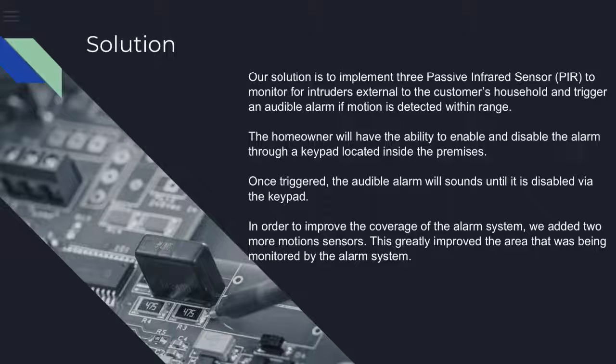Our solution is to implement 3 passive infrared systems to monitor for intruders external to the customer's household and trigger an audible alarm if motion is detected within range. The homeowner will have the ability to enable and disable the alarm through a keypad located inside the premises. Once triggered, the audible alarm will sound until it is disabled via the keypad.